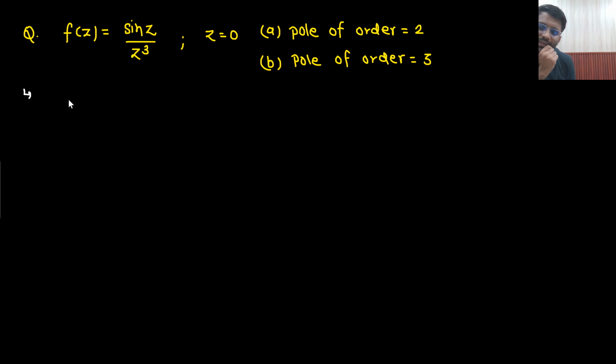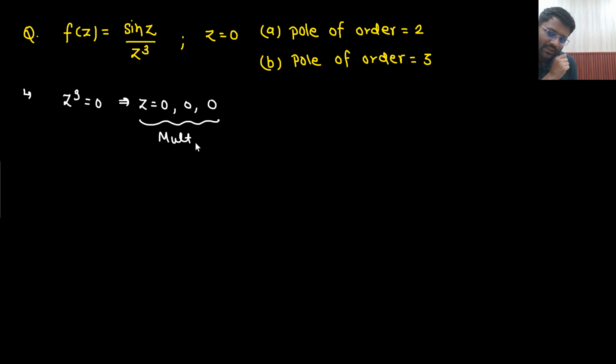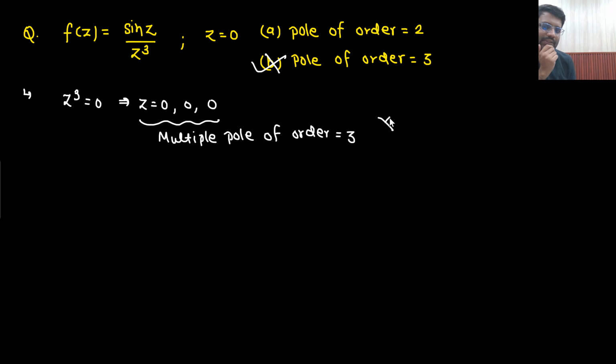Sir, f of z equals sin z by z cube is given. If I put the denominator equal to 0, z cube equals 0 will create the problem. So z equals 0, 0, 0. So sir, 0 is occurring 3 times, so it might be a multiple pole of order 3. So sir, I will click on this option. It is wrong actually. This is wrong.